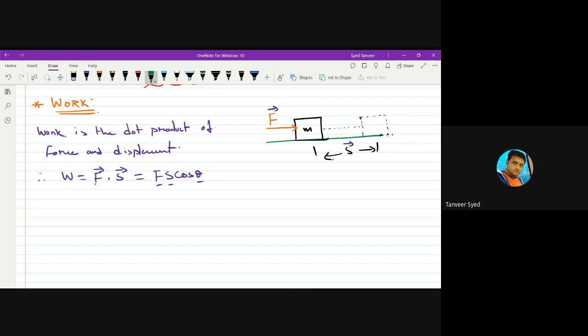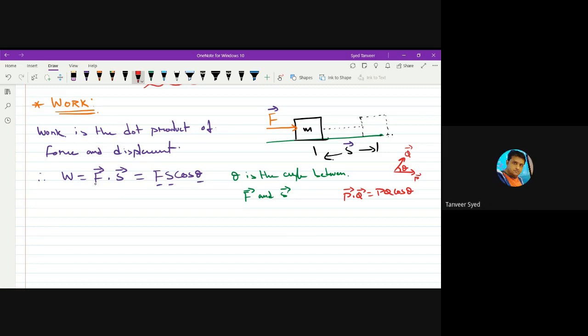Angle between what and what? Theta is the angle between the force vector and the displacement vector. Do you remember or not? Vector product: P dot Q was PQ cos theta. Theta was the angle between P and Q. If you take two vectors like this, this is vector P, this is vector Q, making angle theta with each other, then their dot product is P dot Q equal to PQ cos theta.